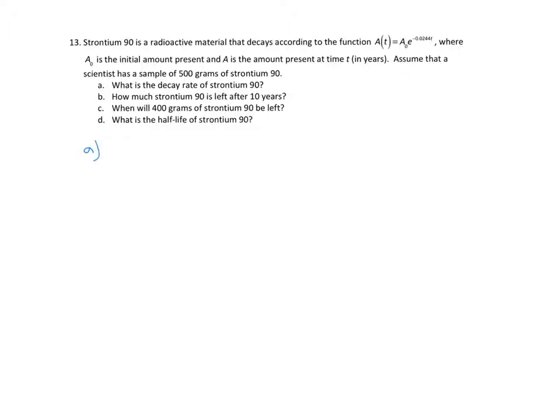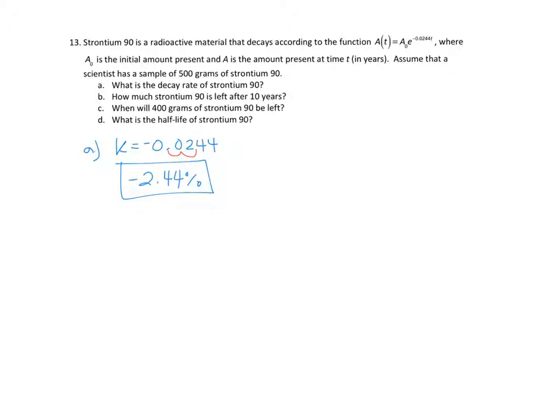The decay rate comes from the K value, so K is negative 0.0244, but that is decimal form, and we want to give the rate in percent form. So we multiply by 100 or move the decimal 2 places over, and it would be negative 2.44%. And because K is negative, it is exponential decay.